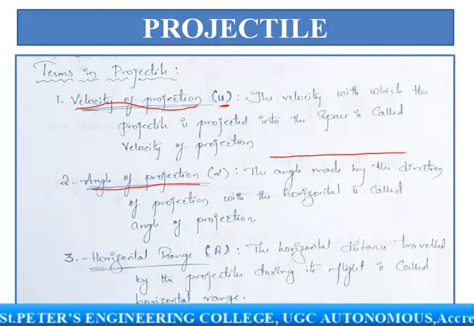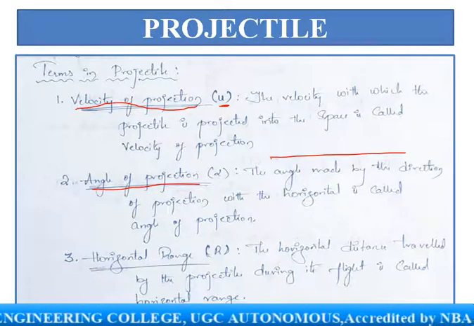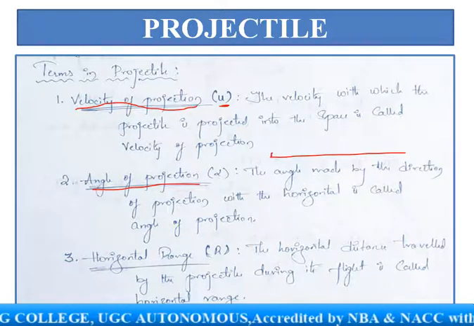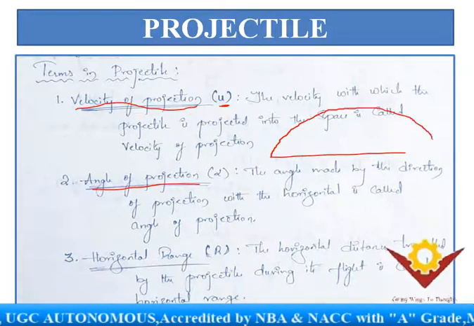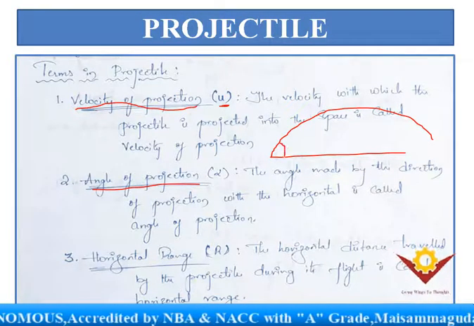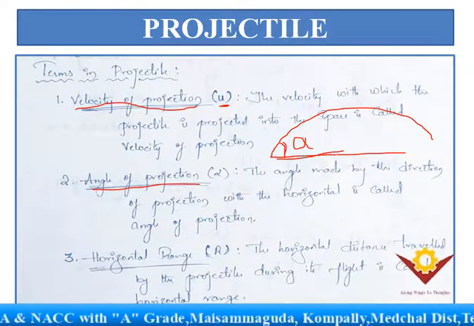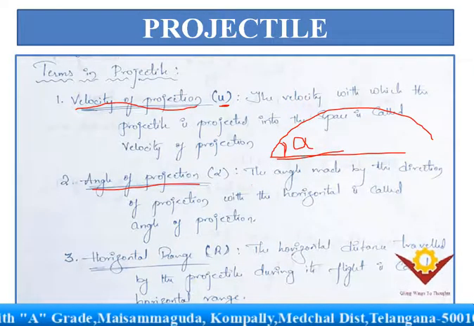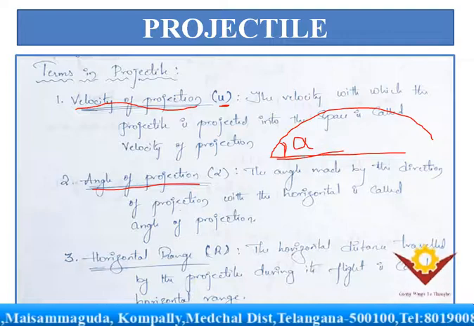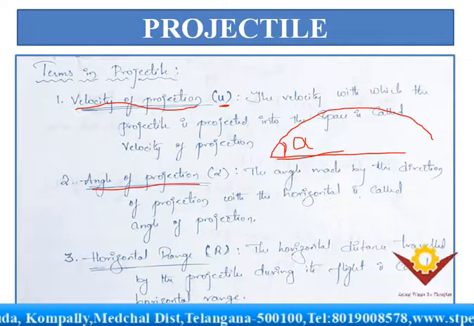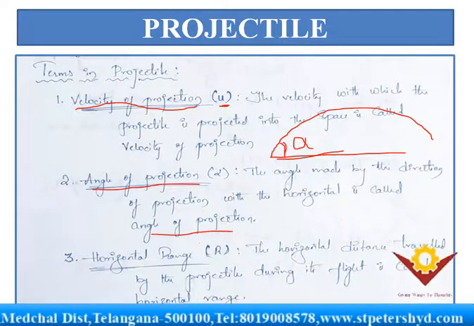That means, see, a horizontal line or a horizontal floor is there, and from a particular point you throw a particle, and this is the angle of projection with respect to the horizontal surface. The angle made by the direction of projection with the horizontal is called the angle of projection, right?